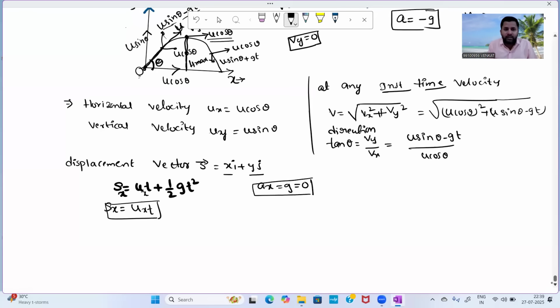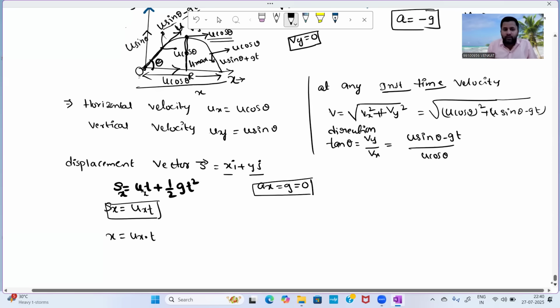Then we can consider the horizontal distance as x, where the projectile strikes the ground. This horizontal distance is called the range. So x equal to u_x into t, and u_x is u cos theta, so x equals u cos theta into t. From this equation, t equals x by u cos theta.